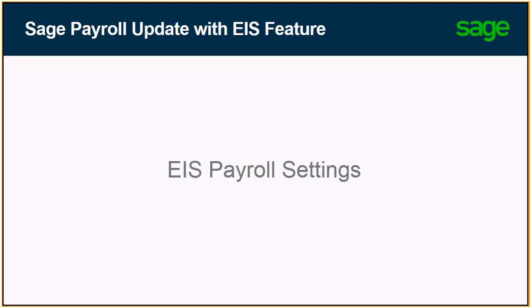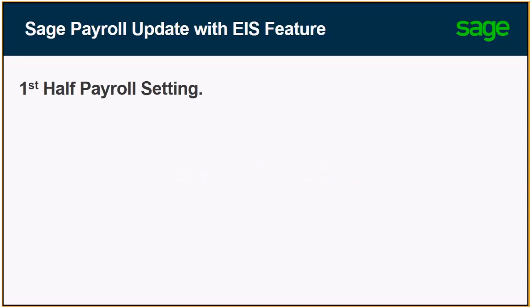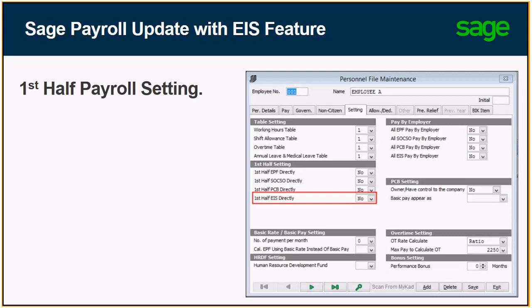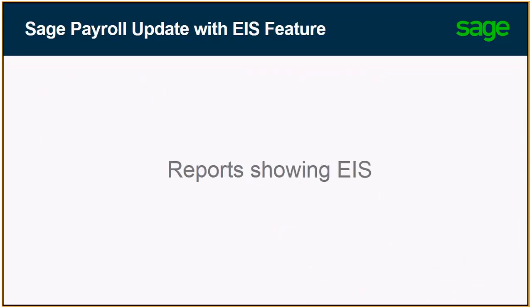Now, next would be the EIS payroll setting. You could also set in Sage Payroll whether you want the EIS to be computed on the first half, yes or no. Then you can indicate the settings to include or not to include EIS on the first half payrolls. So once you set it correctly, the moment you process payroll, it will process EIS accordingly.